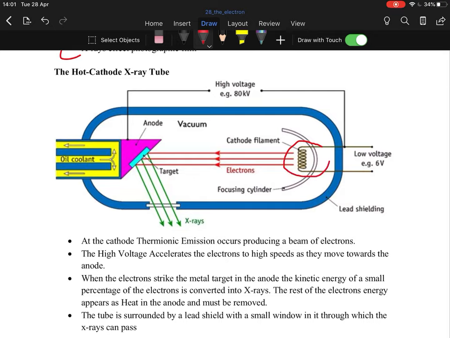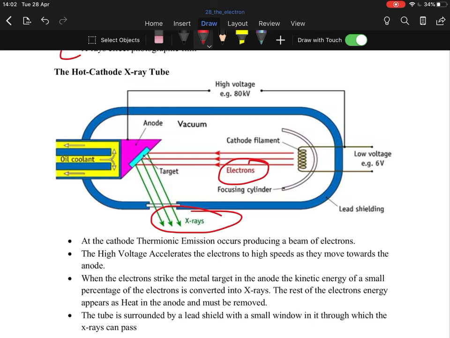However, you need to know how to draw this. Last time this got asked, they asked people to draw it. The key things they want, really, are your cathode filament, your anode with the target, and your screen. They're the three things, and of course, high voltage. They're the four things you have to mention. Key as well, these are the electrons that hit the target and come out as X-rays.